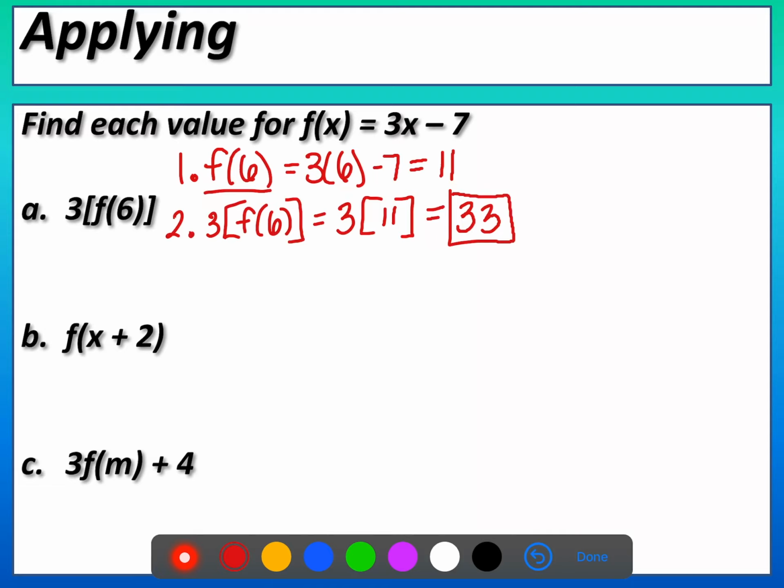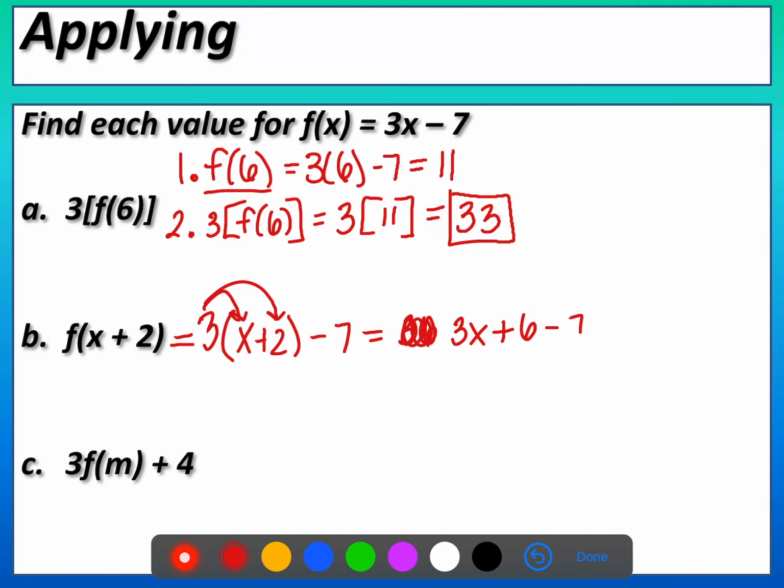Okay, now part B, we're plugging in an expression. So instead of a number, we saw this before. Okay, so f of x plus 2, anywhere that we see x, we're going to replace it with an x plus 2. Okay, this is going to mean I have to distribute. So I get 3x plus 6, bring over the 7, and now I'm going to combine like terms. So my final answer here, f of x plus 2 would be 3x minus 1.